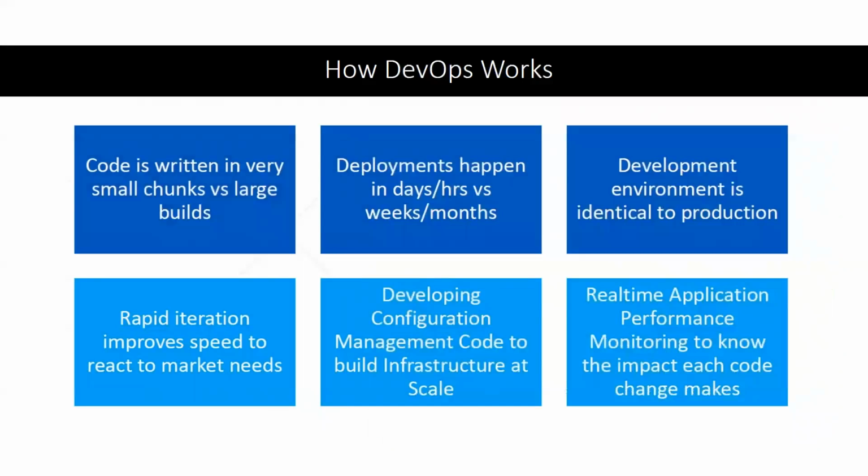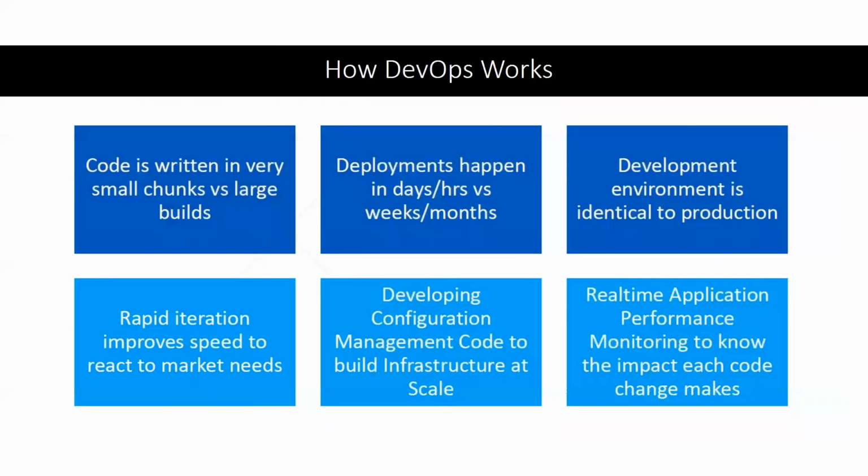How DevOps basically works? DevOps starts from the development. When we get the requirement, we start writing the code. So code is written in very small chunks instead of large builds. Then the code is tested and we deploy it into production.